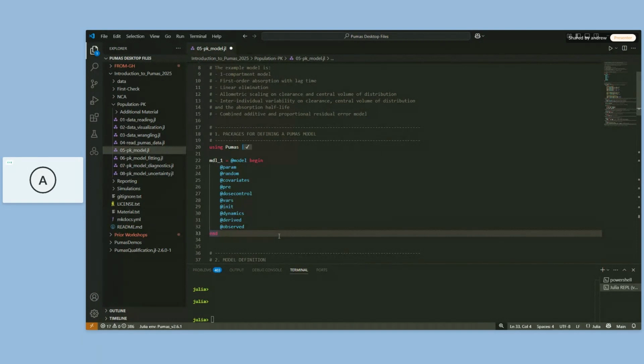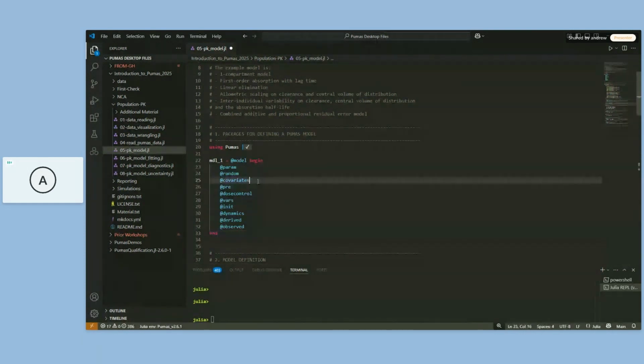So the first one here is the @param block, which makes a little bit of sense. It's your parameter block. It is defined and used for specifying your fixed effects. Similarly, underneath, we know that there is going to be some level of random variability, and we define those random effects in our @random block.